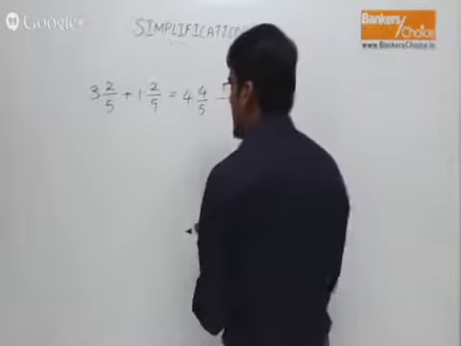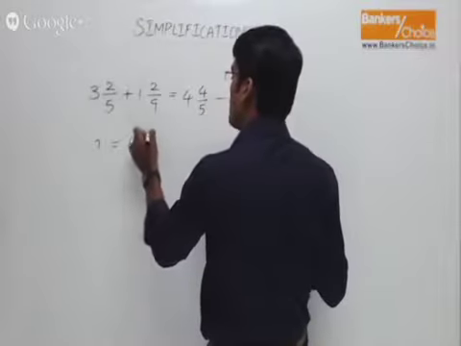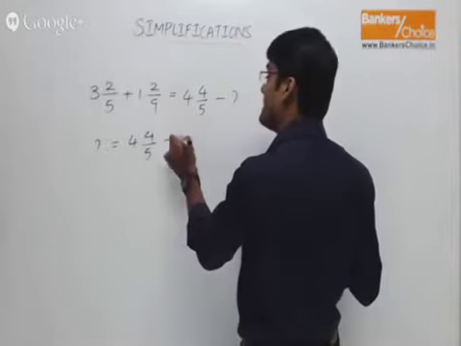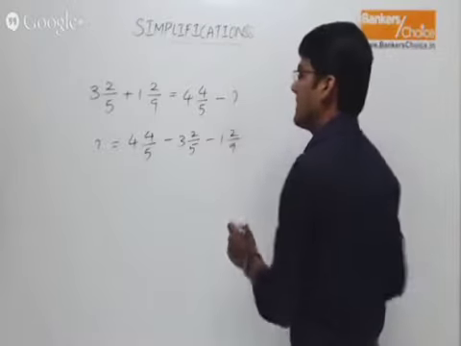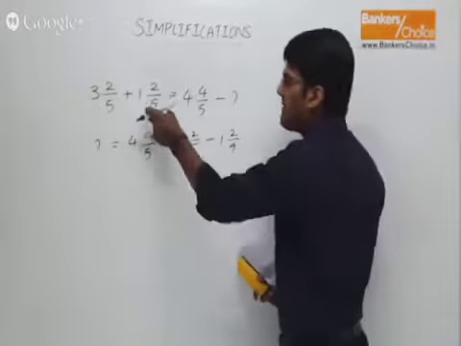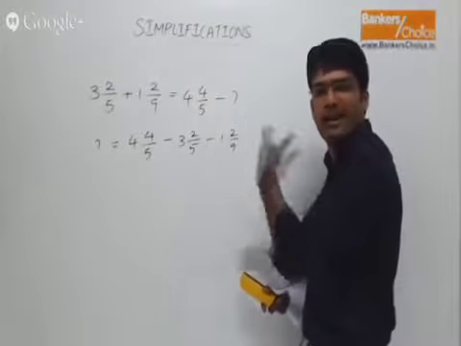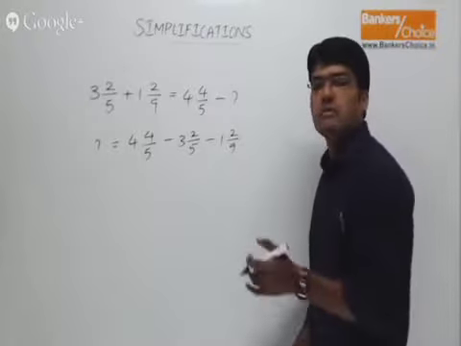So what do we do? Take it in a proper manner first, right? Let's take it in a proper way. So this question mark will be equal to 4 4 by 5 minus 3 2 by 5 plus minus 1 2 by 9. Are you able to follow? Question mark on that side. So 4 4 by 5 as it is, minus 3 2 by 5 minus 1 2 by 9. You very well know that the value will become negative when you just take it to the other side.